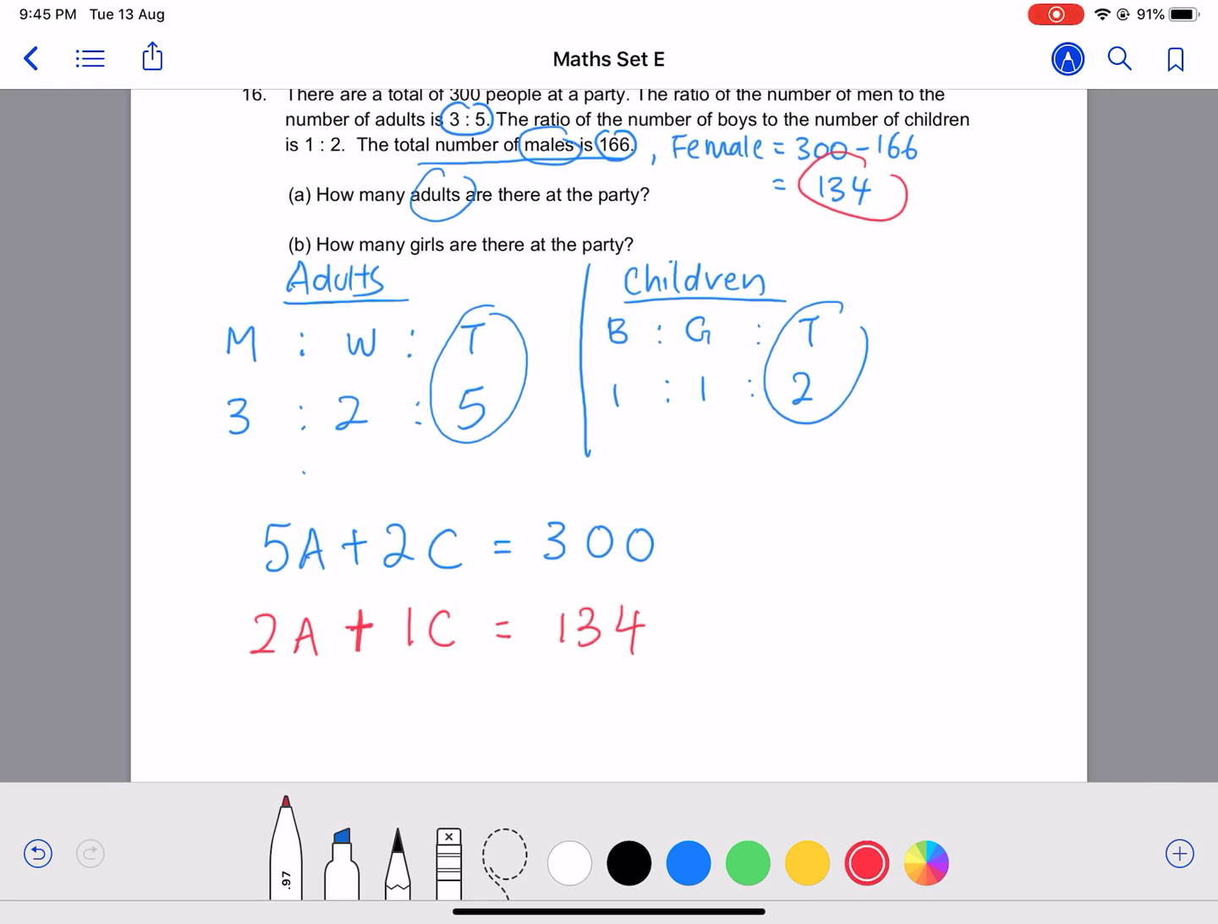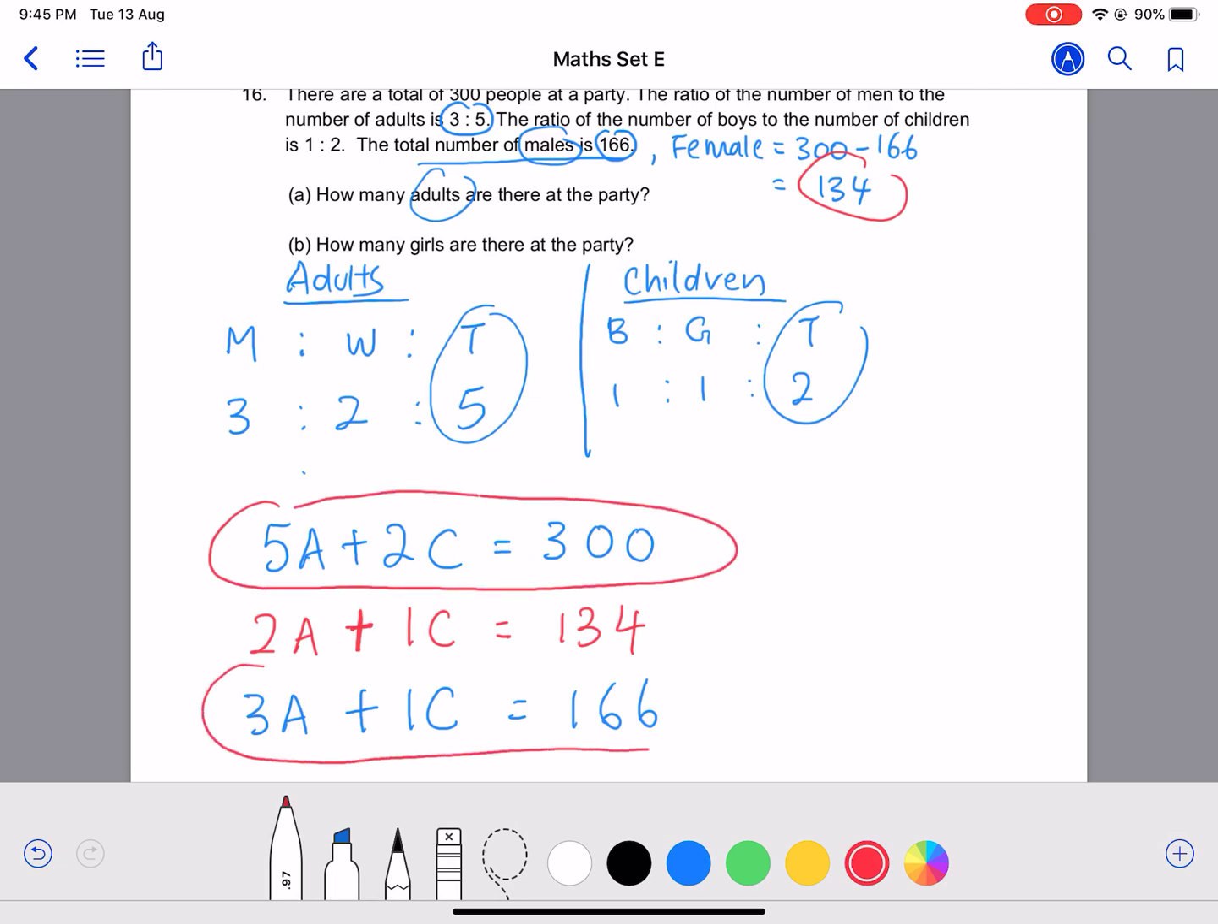Now I can also do it for the boys if you want. The boys one will be 3 adults. The boys one is 1 boy, which is 1 children, is 166. Okay, so I can choose to do it this way. Now take a look over here. Let's focus on this equation and this equation.